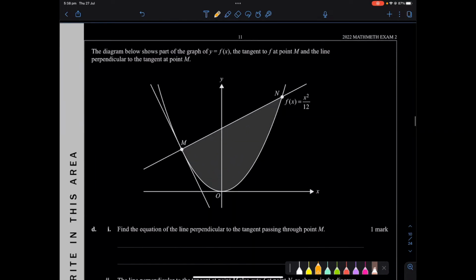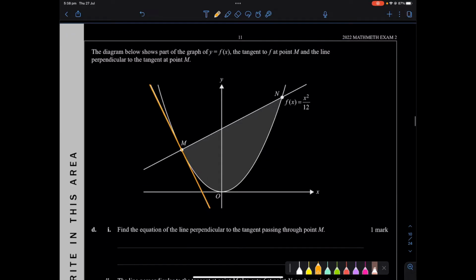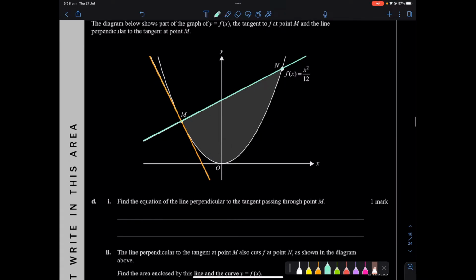Okay, the diagram below shows the part of the graph of y equals f of x and the tangent to f. So this is your tangent to f at point M. This is the tangent. And the line perpendicular to the tangent, so your normal line, which is this one over here, passes through here. It says find the equation of the line perpendicular to the tangent, passing through point M. So we just want to find the equation of the normal.